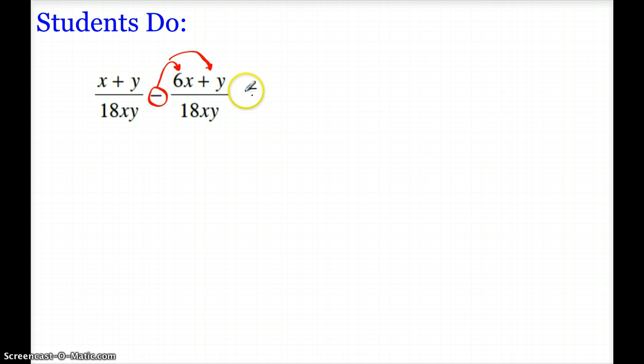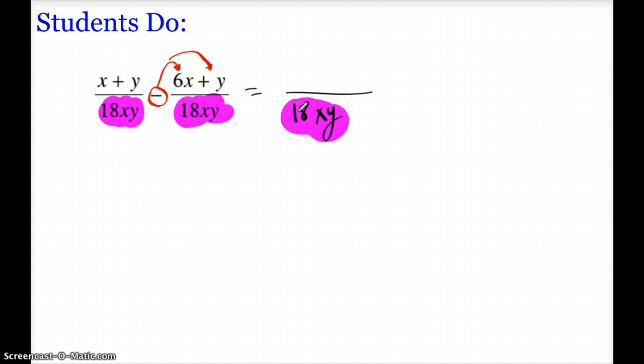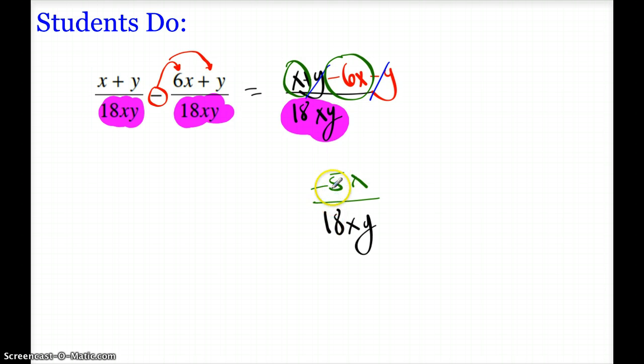Okay. So the denominators, 18xy, should remain the same all the way through. All the way through. Okay, our numerators, x plus y, and then negative times 6, negative 6x, and negative times positive y is going to be negative y. Okay, y, positive and negative, they cancel. It's negative 6x and positive x make negative 5x over 18xy. Now 5 and 18 aren't going to have any common factors, so we'll just cancel the x's out, and our final answer should be negative 5 over 18y.